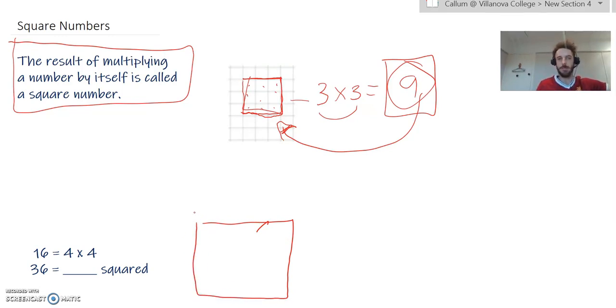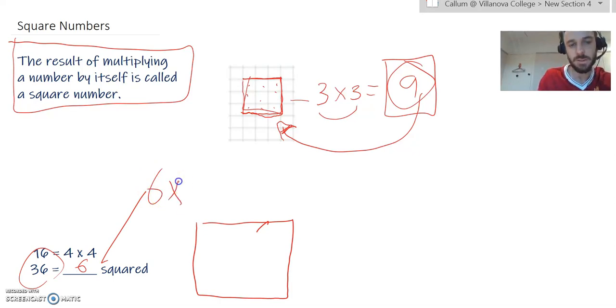Sometimes you get a question like this bottom one, which will say, okay, well, we know that 36 is a square number. What number multiplies by itself to give you 36? So what number squared gives you 36? If you're pretty good at your times tables, you should be working out that square numbers are pretty simple right about now, because I know that 36 is 6 squared because it's the result of 6 multiplied by 6.